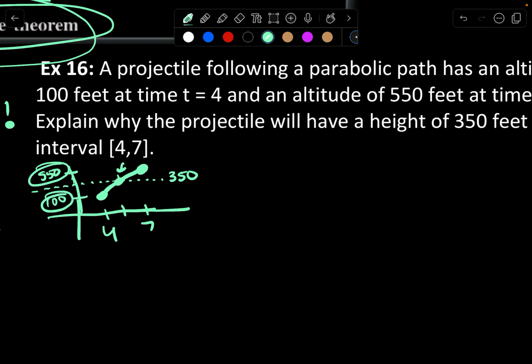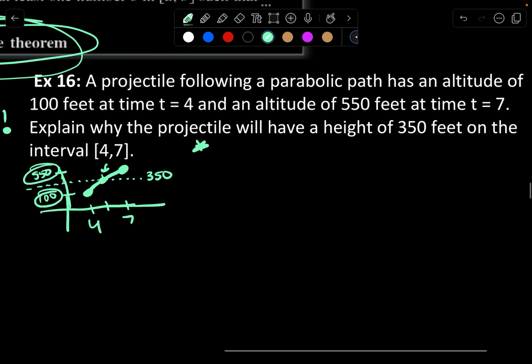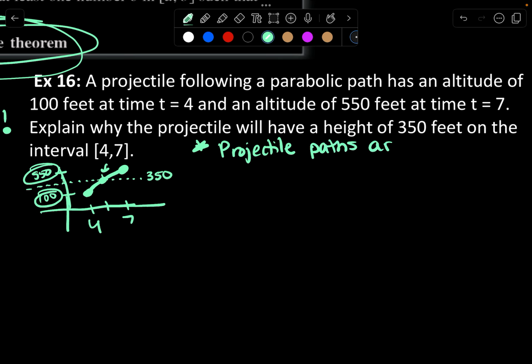And I should have mentioned this before, but it's projectile, therefore it is continuous. So projectile paths are continuous. Because it's a quadratic, it's a polynomial. Okay, so there's two things that we need to talk about with this. The first one, we know that yes, it will pass through 350.